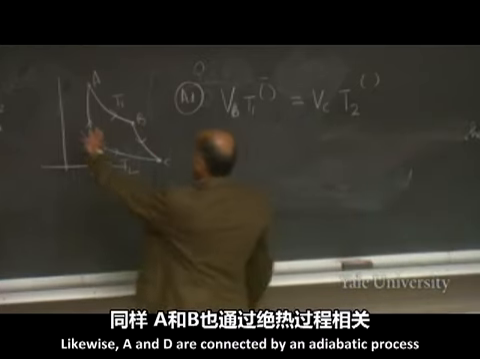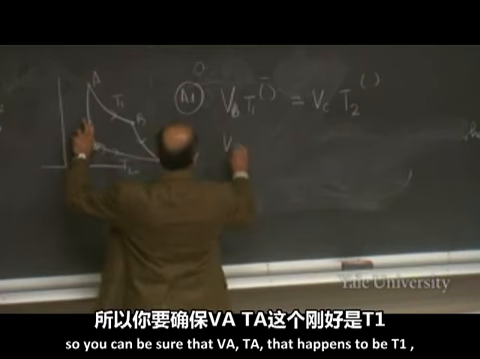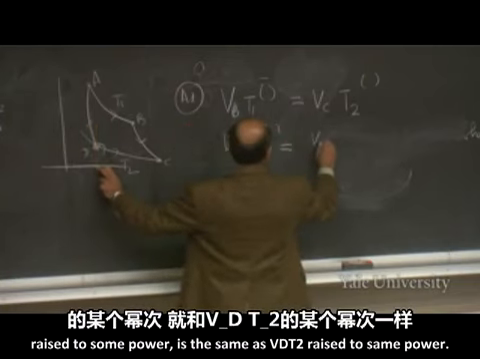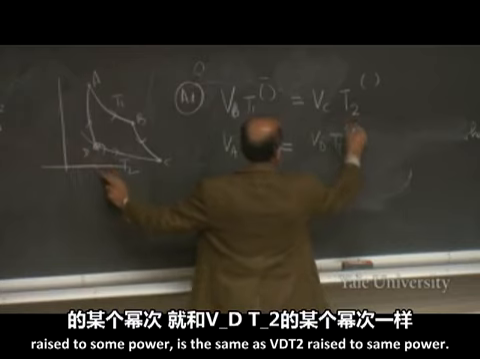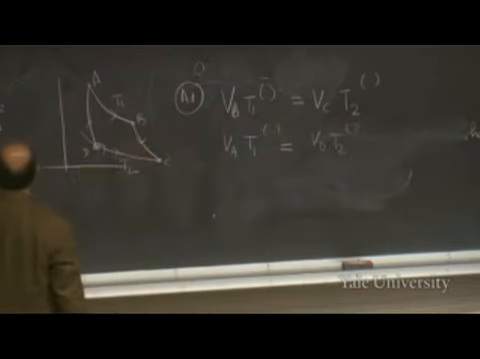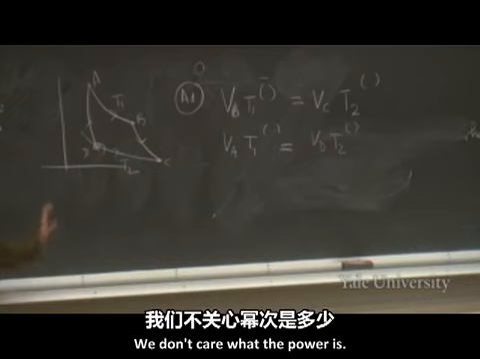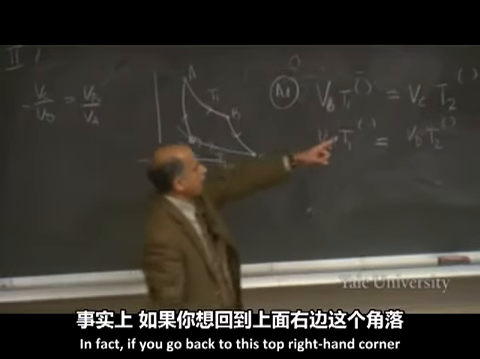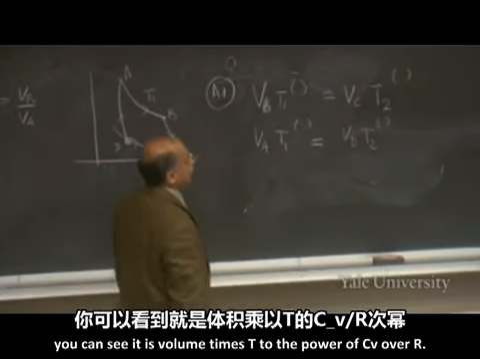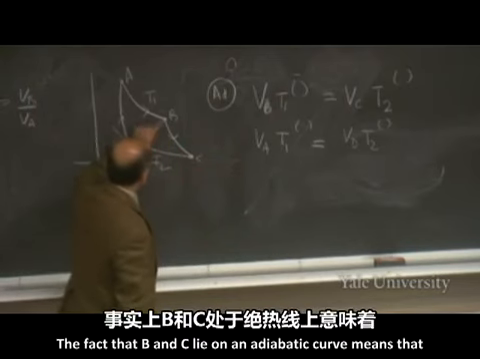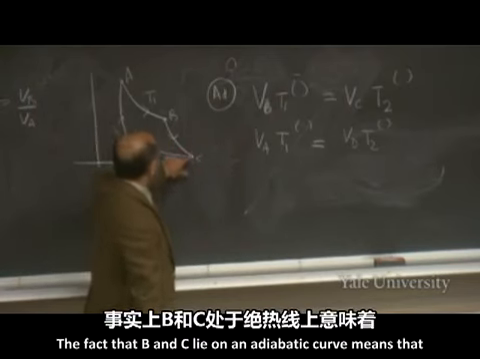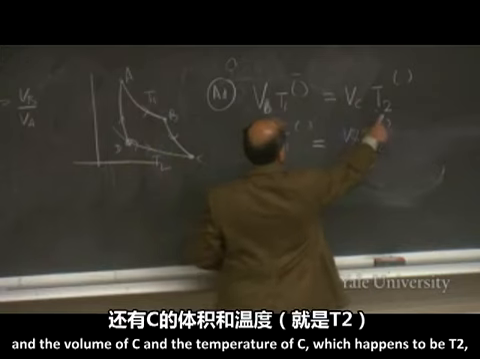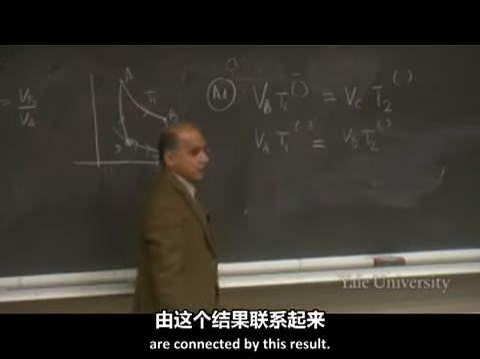Likewise, A and D are connected by an adiabatic process, so you can be sure that VA, T1 raised to some power is the same as VD, T2 raised to some power. We don't care what the power is. It's probably CV over R or R over CV. I'm not interested in that. In fact, if you go back to this top right-hand corner, you can see it is volume times T to the power CV over R, but it's not important. The fact that B and C lie on an adiabatic curve means that the volume at B and the temperature at B, which happens to be T1, and the volume at C and the temperature at C, which happens to be T2, are connected by this result.